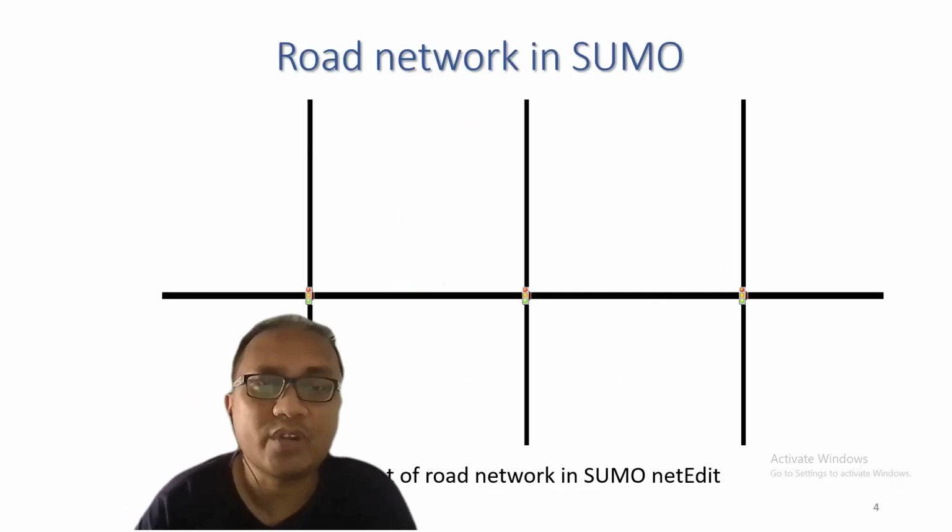And this is the road network. We can see that there are three intersections which are located 600 meters apart, and there are east and westbound approaches, and there are north and southbound approaches. North and southbound approaches are minor roads, east and westbound approaches are major roads.